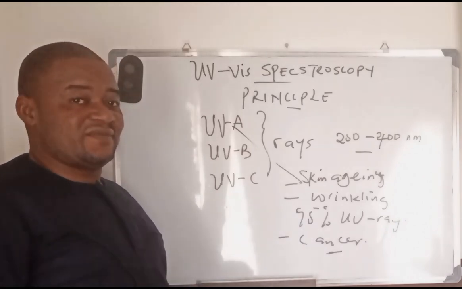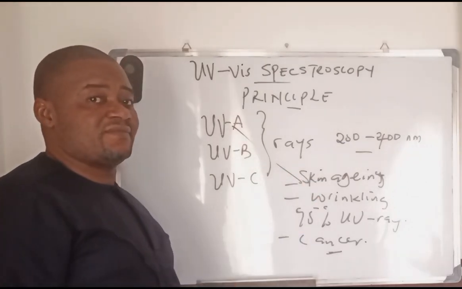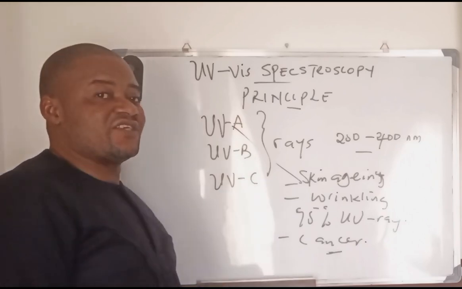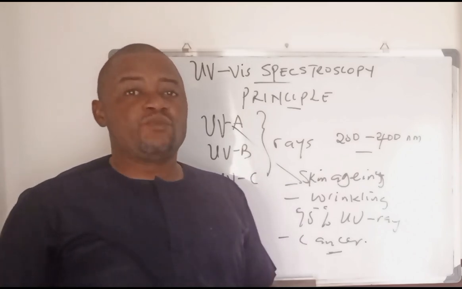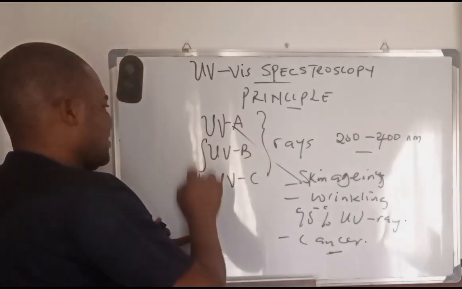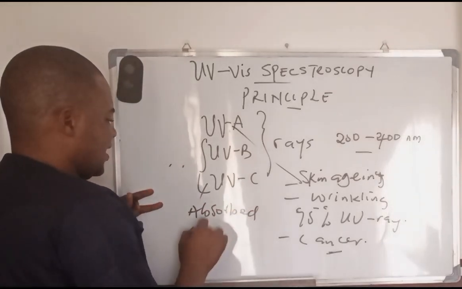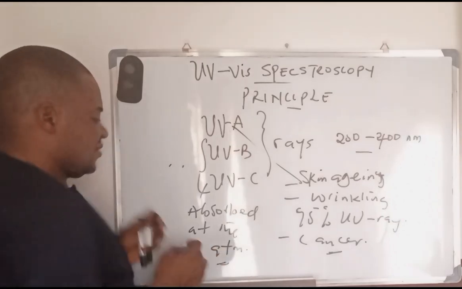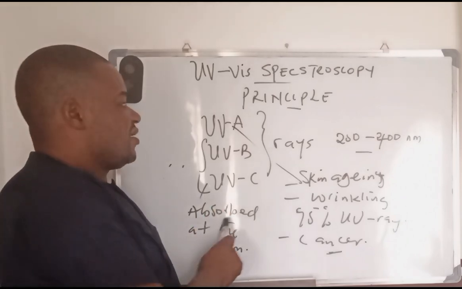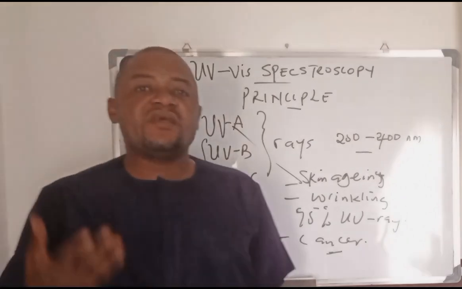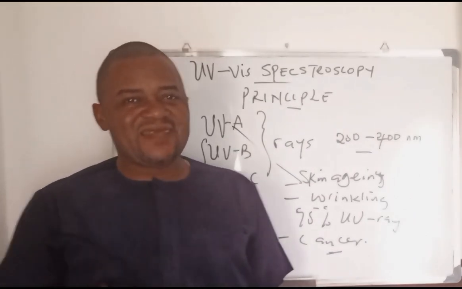But they have their own relevance. The UVA radiations make up the 95% of UV rays that reach the Earth, while the UVB and UVC radiations are the 5% that are absorbed in the Earth's atmosphere. So these radiations do not reach here. They are absorbed in the atmosphere, but the UVA radiations are the ones that we feel every day on the Earth.